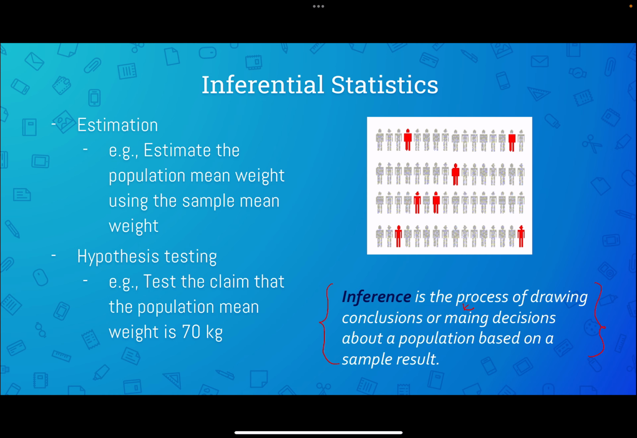Estimation is another thing that is done by inferential statistics. You're estimating, for example, the population weight using the sample mean weight. Or we can also do hypothesis testing, which is a big part of inferential statistics, where we have different tests that allow us to make a claim. So we're saying, for example, everybody in Mexico weighs 70 kilograms. That doesn't mean we weighed everybody in Mexico, but we took a good sample of males, females, children, teenagers, adults, older adults, and their mean weight was 70 kilograms.